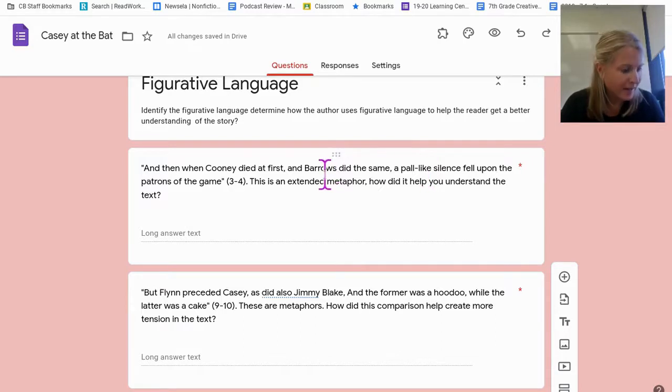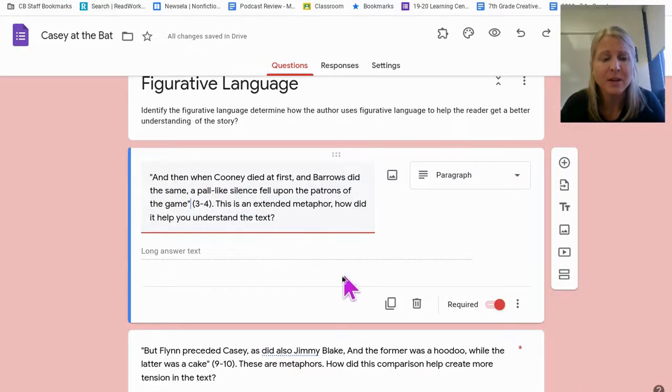So in this case, I'm going to consider how this extended metaphor helps me better understand the text. So as I go and record my long answer, I know that if people are dying and it's like a burial, people are really depressed and sad at this game and the way that they think it's going to turn out.